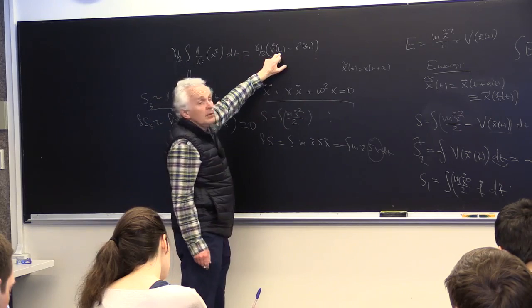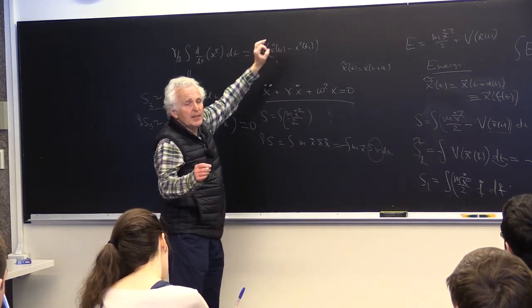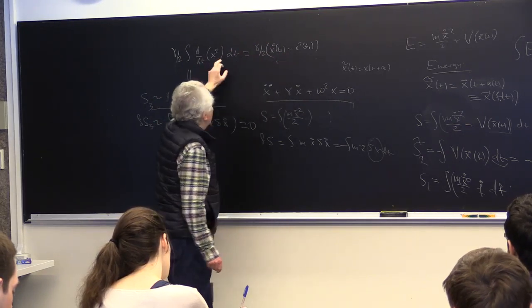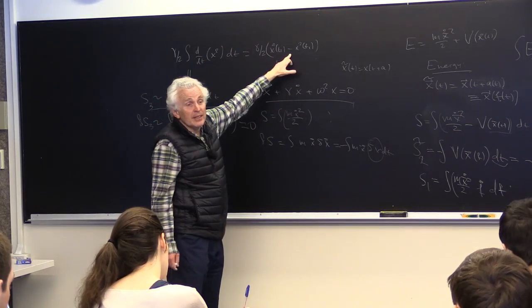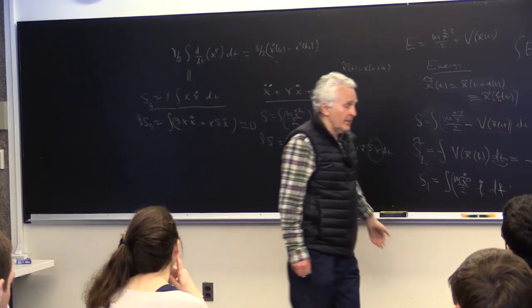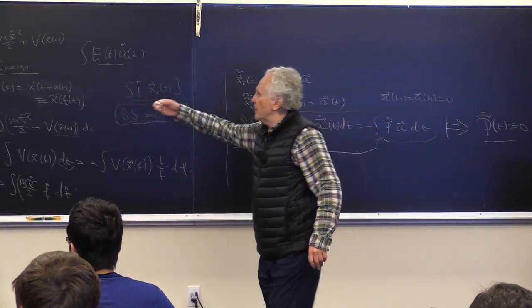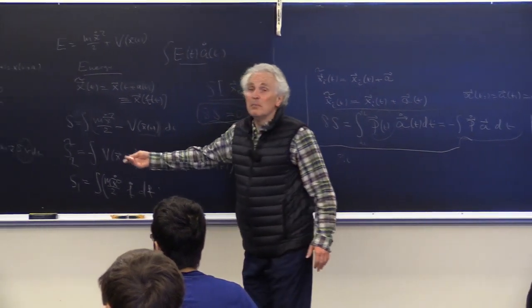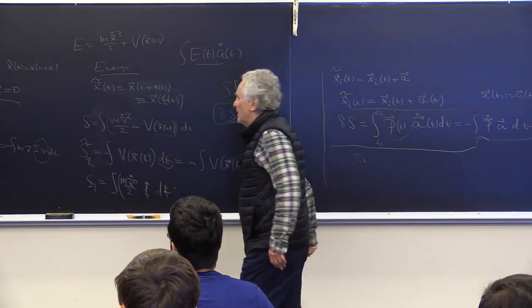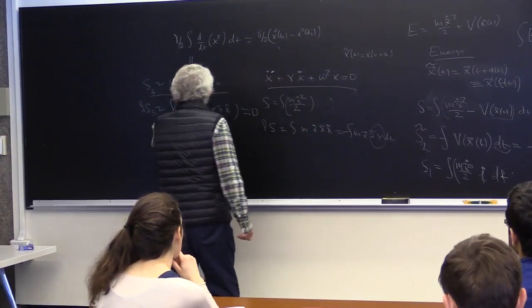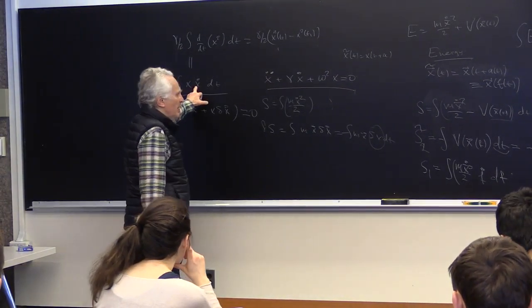we don't vary endpoints. At the endpoints, x is fixed. When we vary x of t, it doesn't depend on x of t. It's a complete derivative. So when the functional contains a complete derivative, it doesn't participate in the game. You don't get anything when you vary the things in the middle.